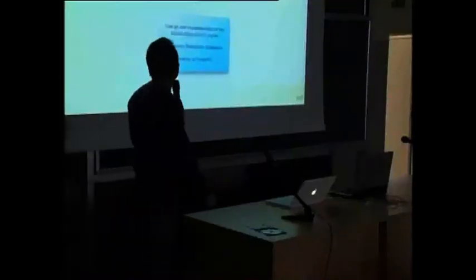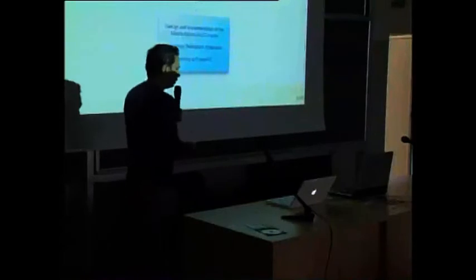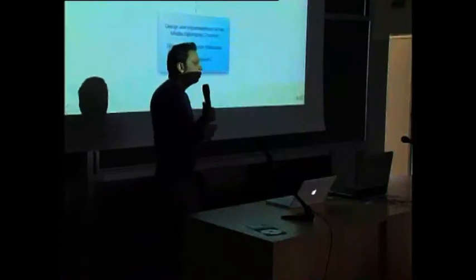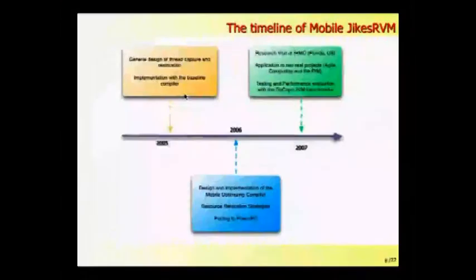This is the timeline of my PhD. In the first year, I designed the thread restoration and capture in the Jikes RVM and implemented just the version for the baseline compiler, which is the simplest compiler. During the second year, I designed the optimizing compiler extension to deal with code optimizations and allow also optimized methods to be captured by this framework. And I also ported the framework to PowerPC, which is now no more used, but it was just an experiment.